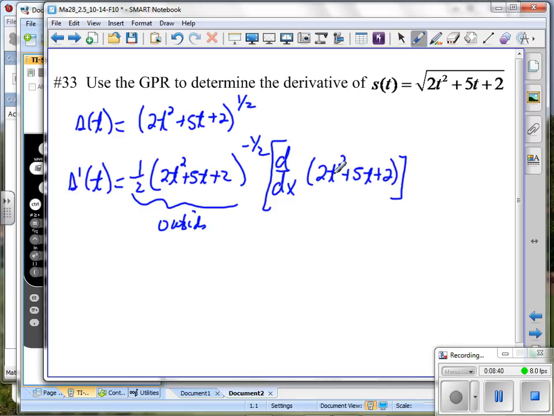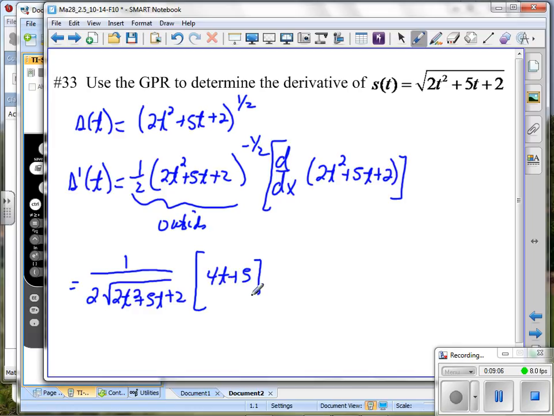Remember, I'm not going to put this to the 1/2. The 1/2 power is the outside function. We're just working with the inside function. So we can do some algebra along the way. We can say this is 2 times the square root of 2t squared plus 5t plus 2 times, yep, that's it, 4t plus 5.